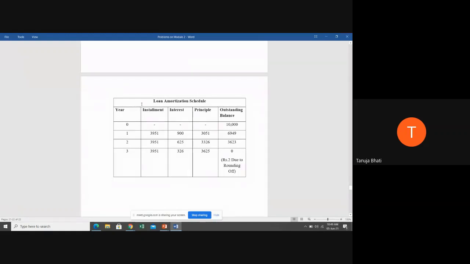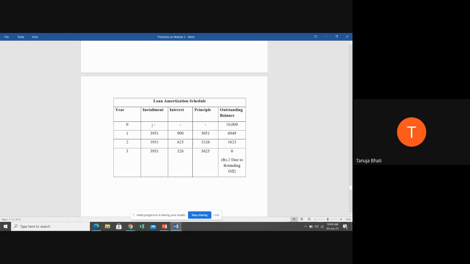Is this particular problem clear to everyone, students? Yes, ma'am. You only need to know this format. Once you know how to calculate interest, principal and outstanding balance, you can easily crack a case study on a loan amortization schedule. We will see more complex problems ahead, but if you know this basic, you will be able to solve the problem.